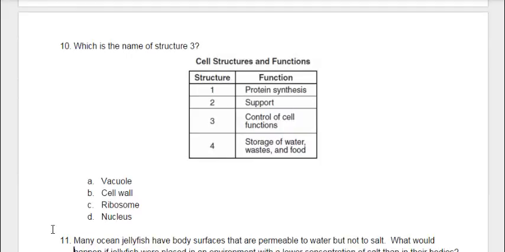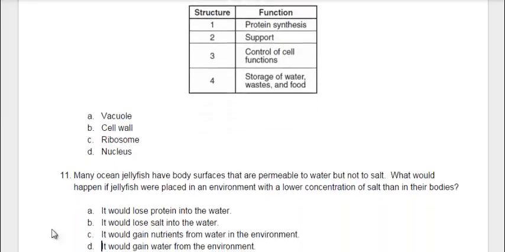Which is the name of structure 3? Cell structures and function. So we have structure 1 does protein synthesis. Structure 2 does support. Structure 3 controls cell functions. Structure 4 storage of water, waste, and food. Is it A, a vacuole, B, cell wall, C, ribosome, or D, nucleus?